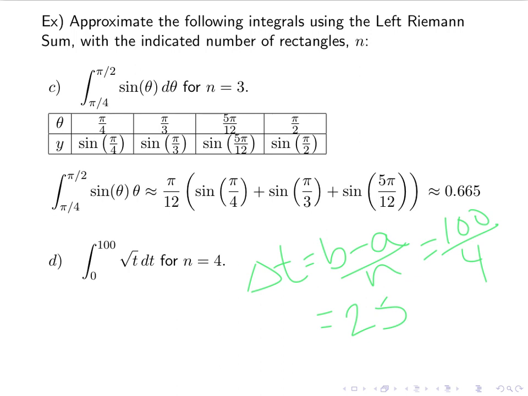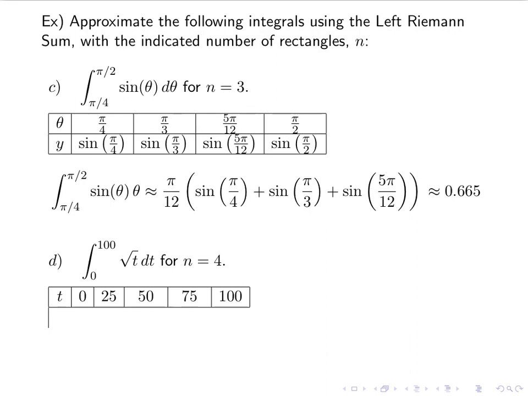So when I start finding my t values, I'm going to start at 0 and go every 25. So that gives me 0, 25, 50, 75, and at my b, which is 100. Plug it in, and again, I'm going to leave my answers exact. I am going to simplify it. So the square root of 25 is 5, the square root of 50 is 5 root 2, square root of 75, 5 root 3, square root of 100.